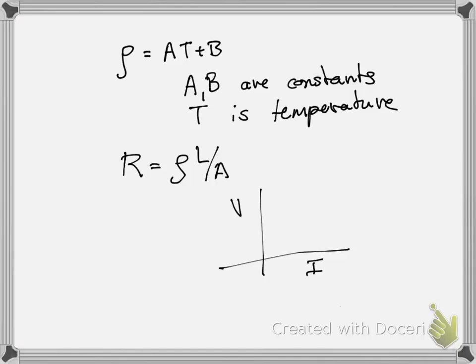Ohmic means that if you plot V versus I and you increase the voltage, therefore increasing the current, the voltage versus current is a line. Here, either V or I could be the independent variable. It doesn't matter. But if it's linear, then it's ohmic. If it's nonlinear, then it's not ohmic.